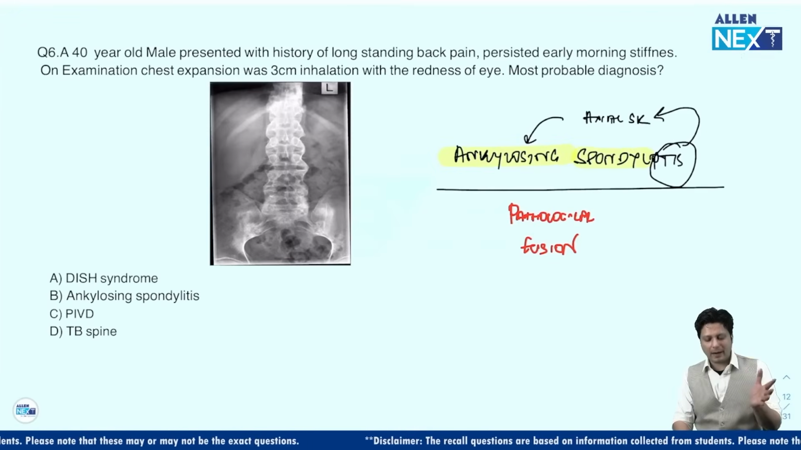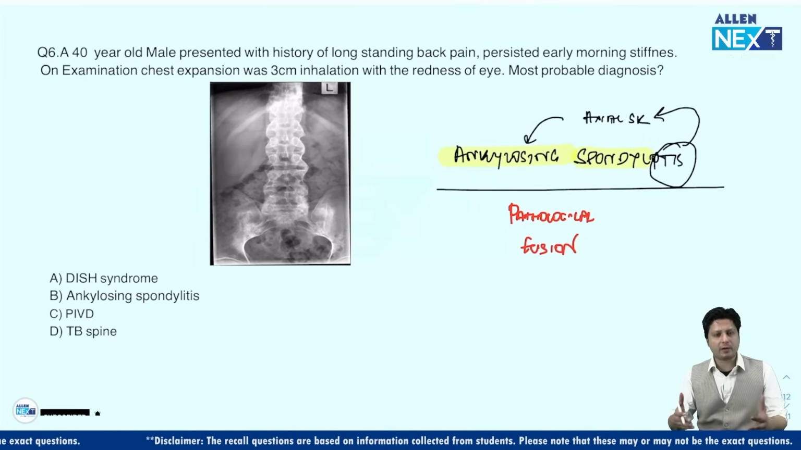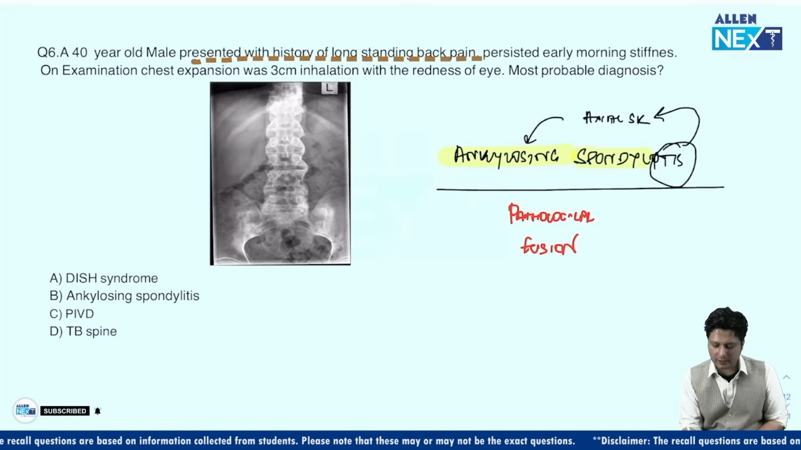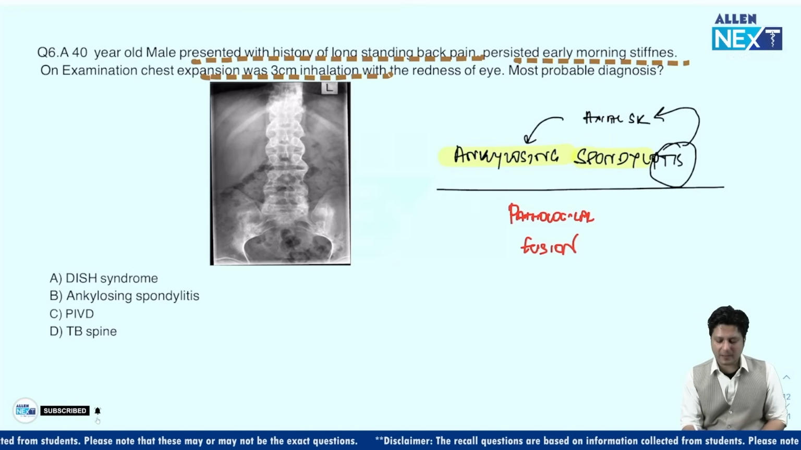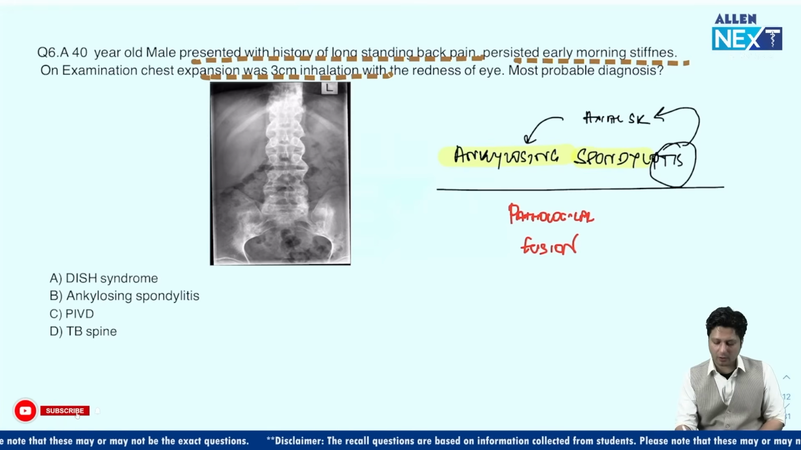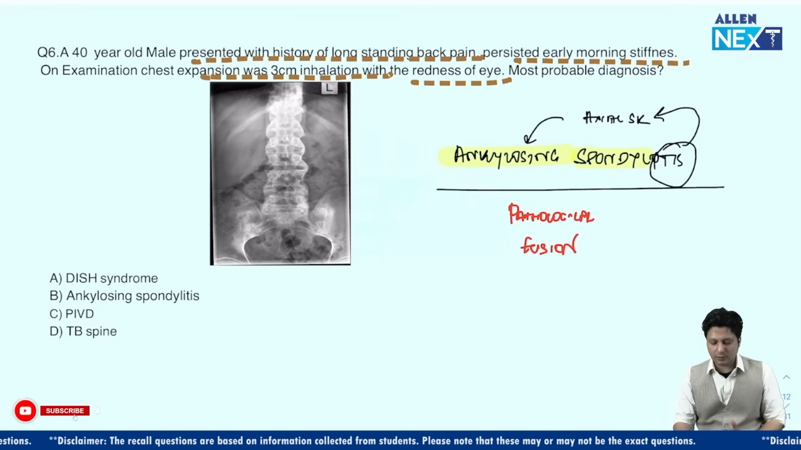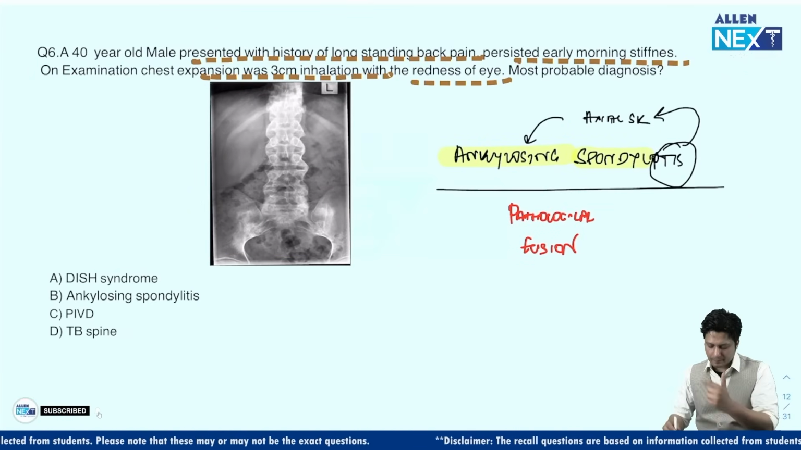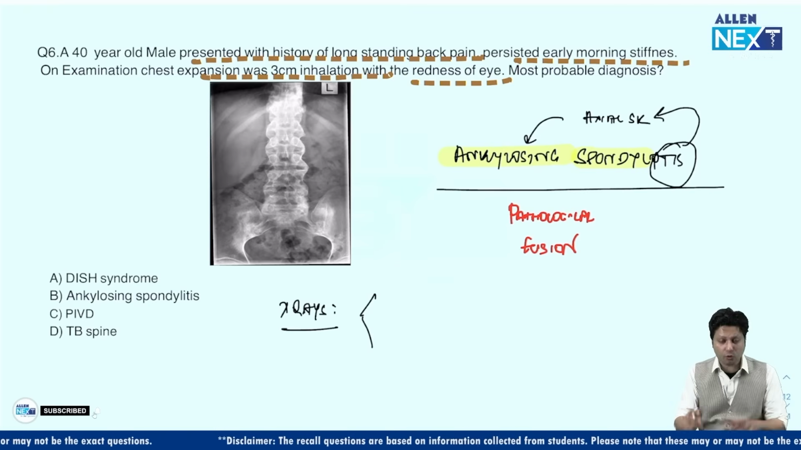All right. Now, if you go back to the question again, what they gave already: a 40-year-old male, yes, 40 years, because by this time the fusion has already happened. The 40-year-old male presented with a history of long-standing back pain and early morning stiffness. On examination, chest expansion was 3 centimeter on inhalation. All right. And there was a feature of redness of the eye also, and they also gave you the x-ray. And all of you are aware of what you are going to get on the x-rays in the later x-ray findings. So as far as the x-rays for your questions are concerned, you have to remember these two findings in particular.